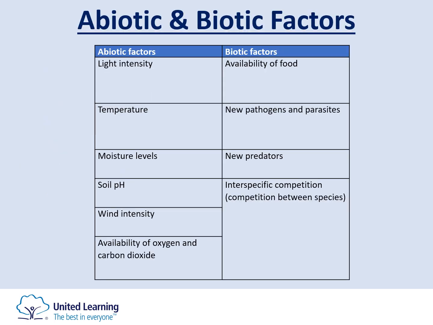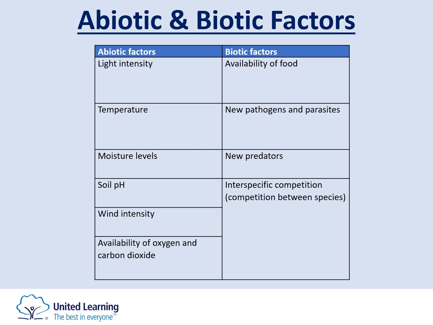So we're going to start by looking at the difference between biotic and abiotic factors. For any organism to survive, it needs to be well adapted to suit the environment in which they live. Abiotic factors are non-living factors like light intensity, temperature, moisture levels, soil pH, wind intensity, and availability of oxygen and carbon dioxide. Each habitat will have a unique mix of abiotic factors, causing different species to flourish.